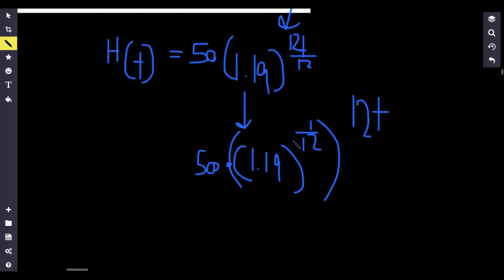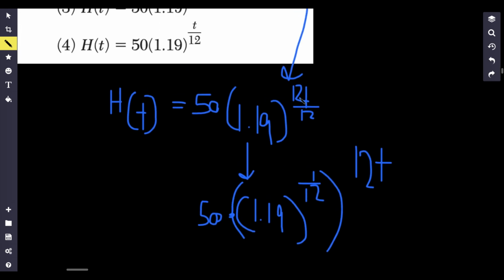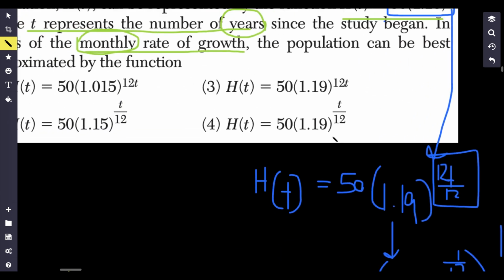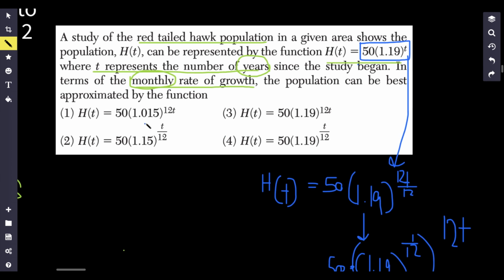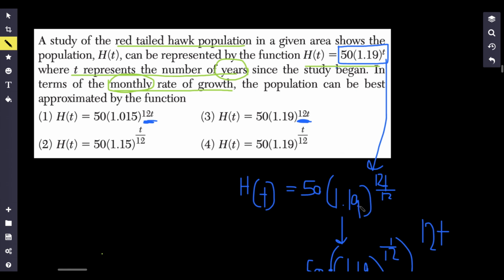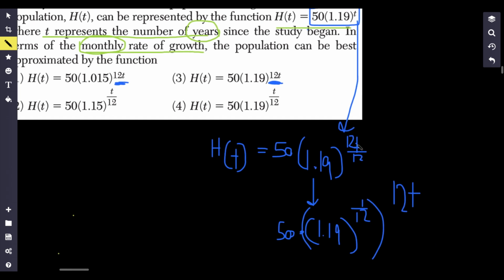So now I can actually simplify the inside of this. The reason why I did this 12t over 12 thingy is because, first of all, I chose the number 12 because it's months. There's 12 months in a year. And I also noticed that in my answer choices, I have this 12t. So I have to manipulate this equation somehow so I have a 12t as my exponent.